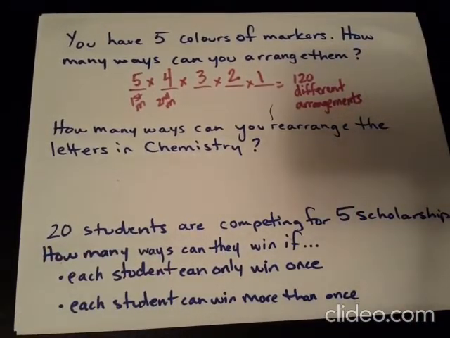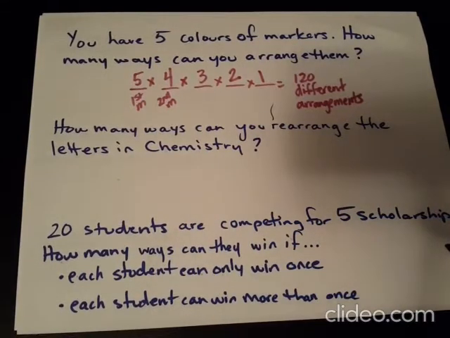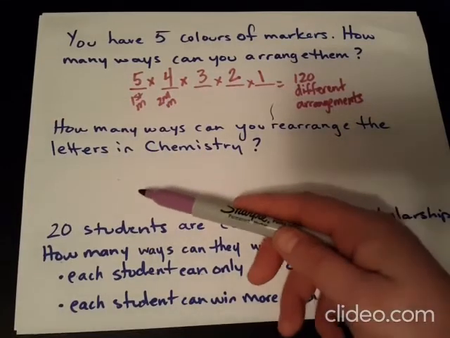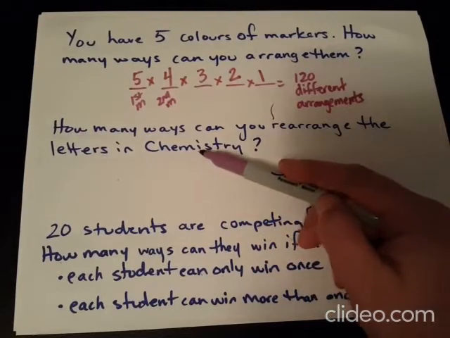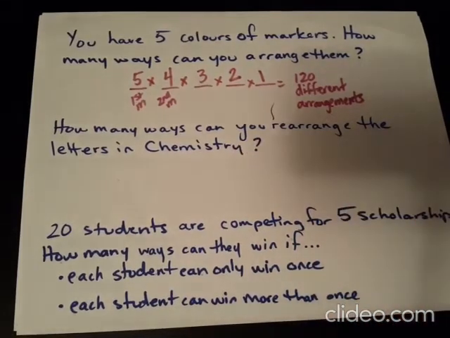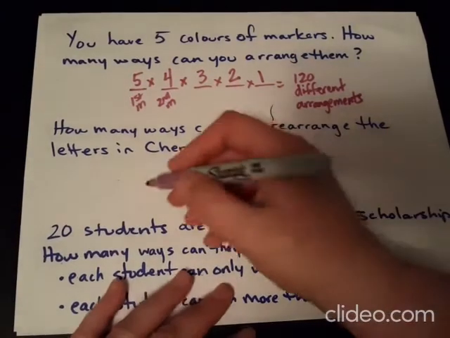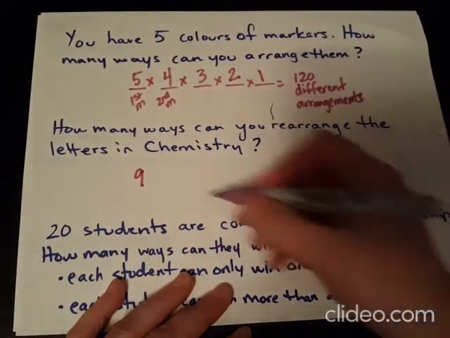So we could be doing this kind of thing with objects. A common one is letters in a word. So here we're trying to rearrange all the letters in the word chemistry. 1, 2, 3, 4, 5, 6, 7, 8, 9 letters altogether. And basically once you use one, then you can't use it again. So we would have 9 letters to pick for the first one.